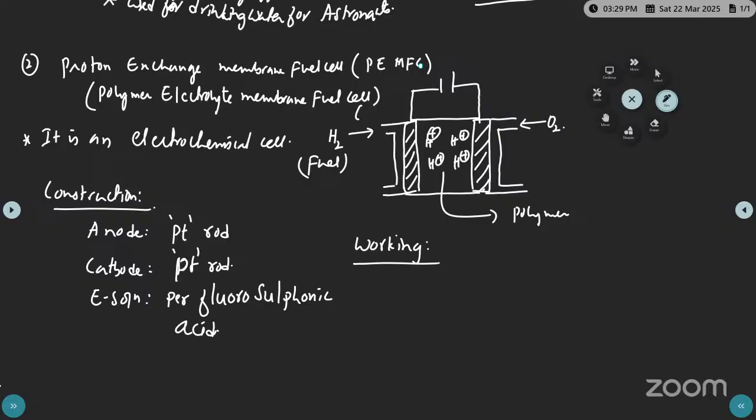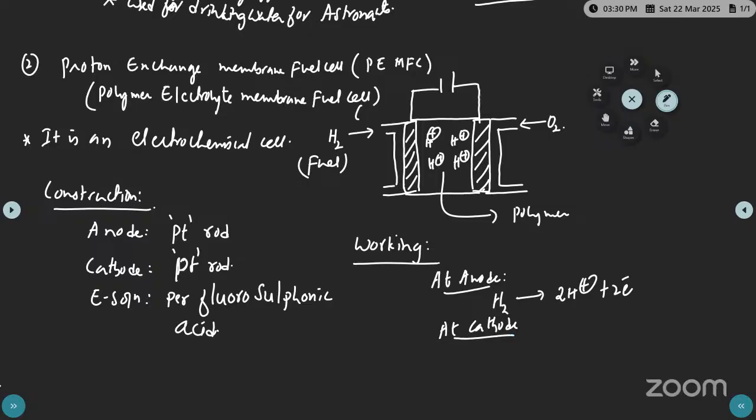Right. See, at anode, during the working of this fuel cell, what reactions take place? Redox reactions take place: oxidation reaction at anode and reduction reaction at cathode. At anode, hydrogen gas undergoes oxidation by loss of 2 electrons. And next, at cathode.